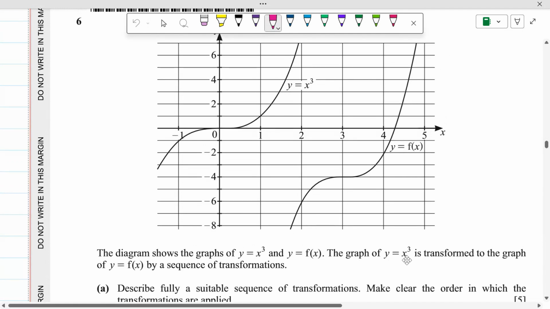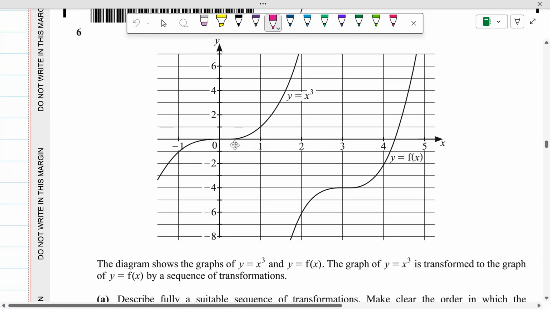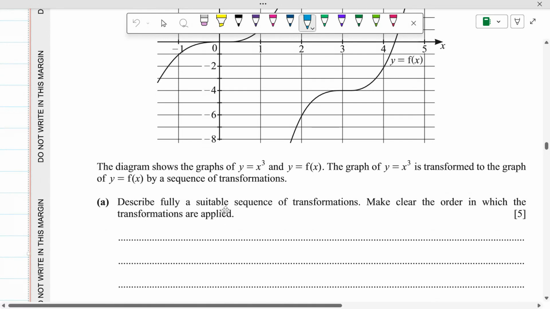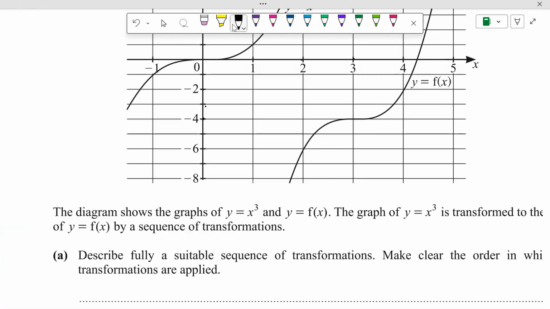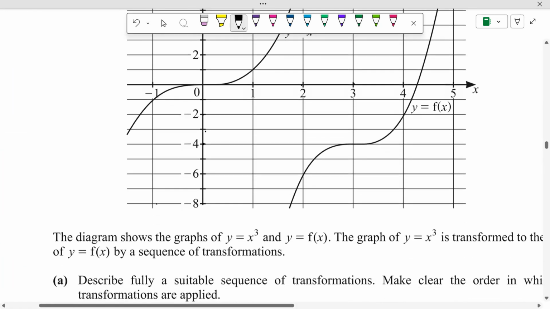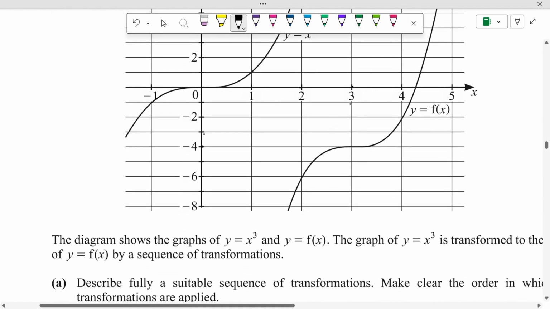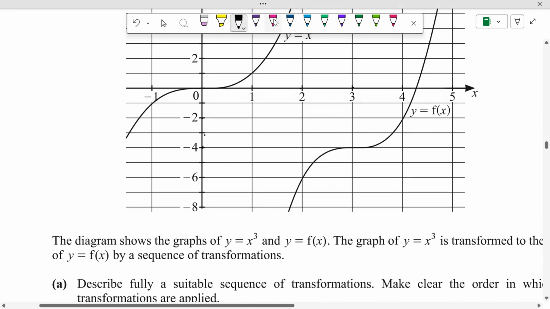The graph of y is equal to x cube is transformed to the graph of y is equal to f of x by a sequence of transformations. Describe fully the suitable sequence of the transformation. Make clear the order in which the transformations are applied. Okay, we need to find how this function y is equal to x cube has been transformed to y is equal to f of x.